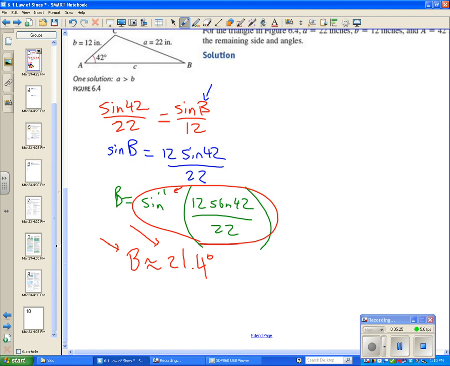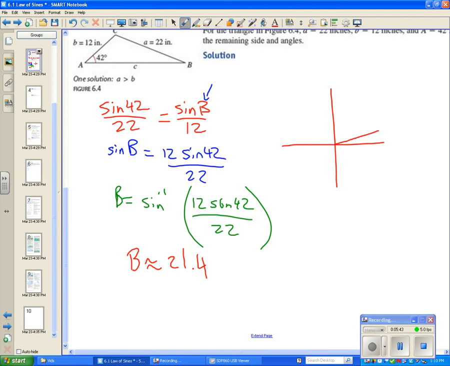If there's two values, then we're asking what angle goes with this ratio right here. That's what we're asking. So if we type in 12 sine 42 divided by 22, we get, let me pull up my value, 0.36. Now if I was on the unit circle and I did 0.36, it's roughly here because 0.5 is the halfway mark, obviously. Or excuse me, square root of 2 over 2.